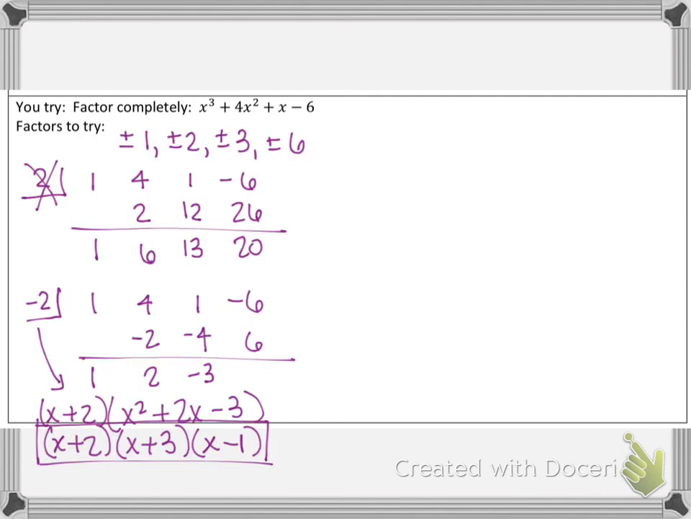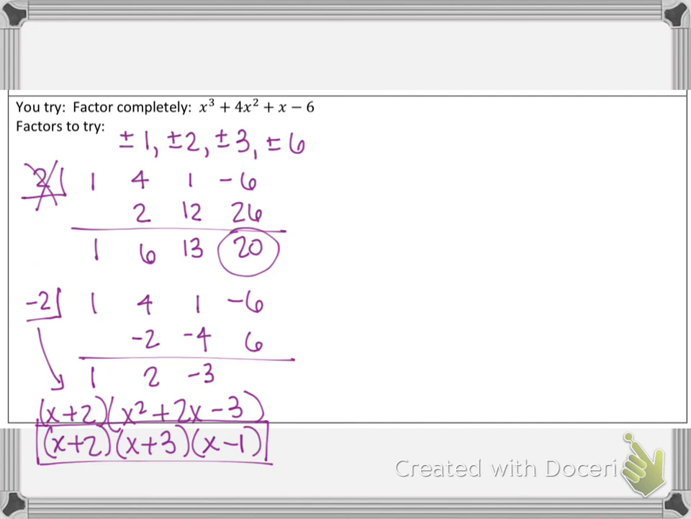When I tried my synthetic division, I first tried with a 2, and I got a remainder of 20, so that didn't work. So then I tried a negative 2, and I got a remainder of 0, so that was good. So I factored as x plus 2, and then that quadratic, x squared plus 2x minus 3. And then I was able to factor that using the product sum method. So this is my final answer.